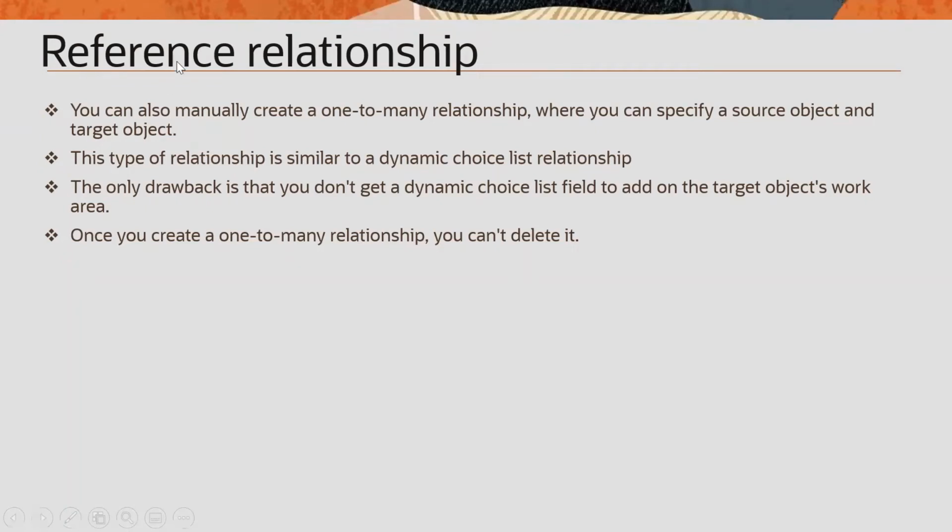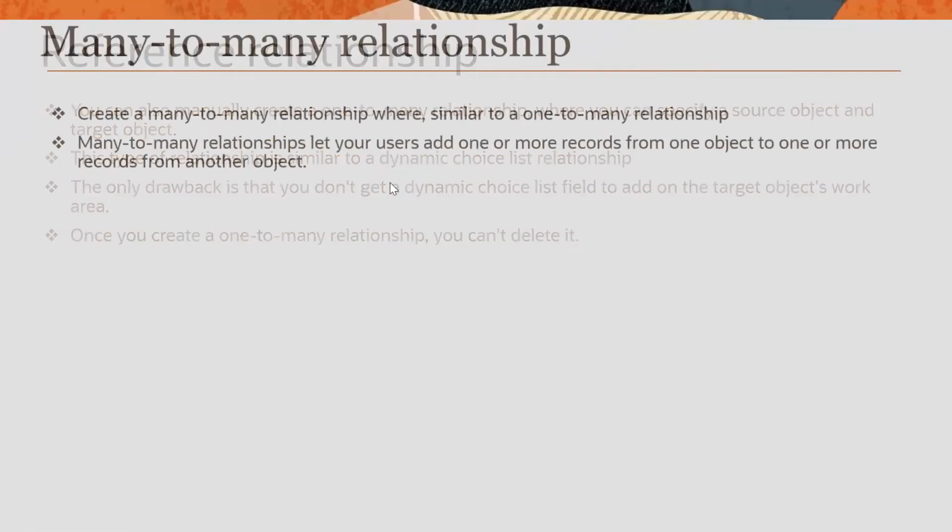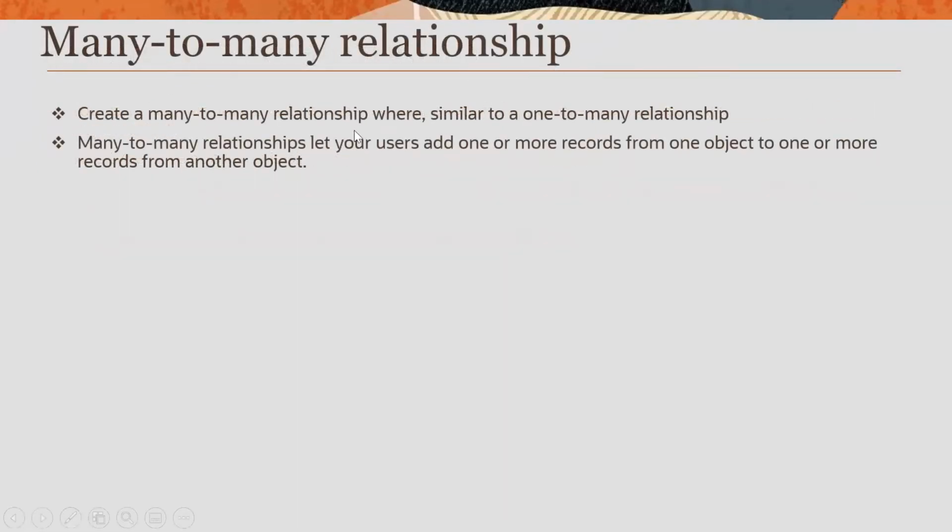I'll come to the reference relationship. Many to many I just explained. Once we create this many-to-many or one-to-many relationship, we can't delete that relationship. If we want to change something, we need to create another relationship, but we can't delete this relationship.